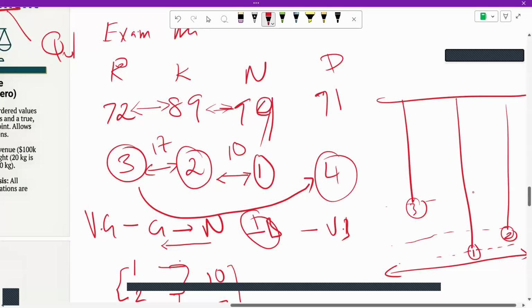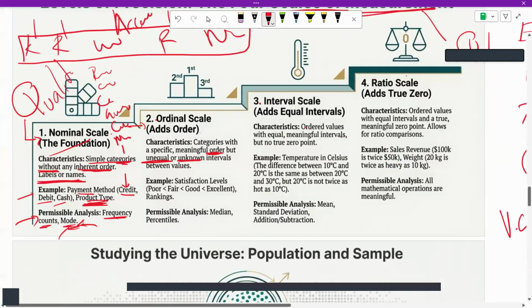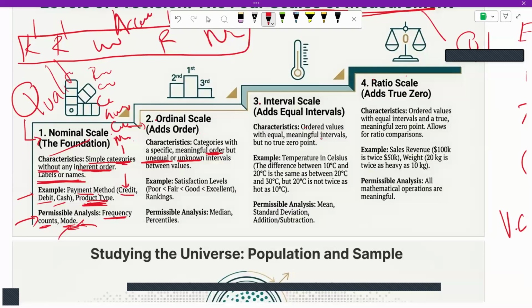See here, this gap is very high. You see here between 1 and 2, these are the orders 1 and 2. The differences, the intervals, are unequal and there are unknown intervals between the values.